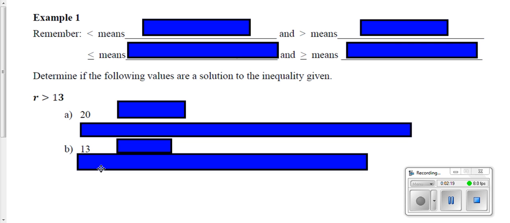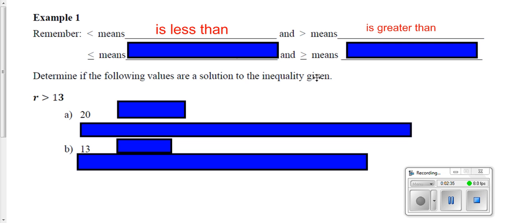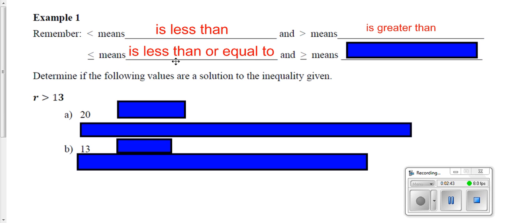Example 1. Let's see. Remember that this symbol means is less than. The left side is less than the right side, if it's true. And this symbol right here means is greater than. This symbol on the bottom left here has a little equal part to it, so that one is less than or equal to. And this last one over here has the equal also, so is greater than or equal to. So we'll see some examples of these.